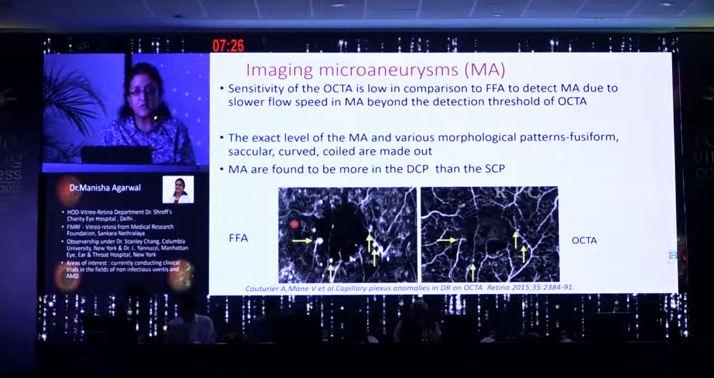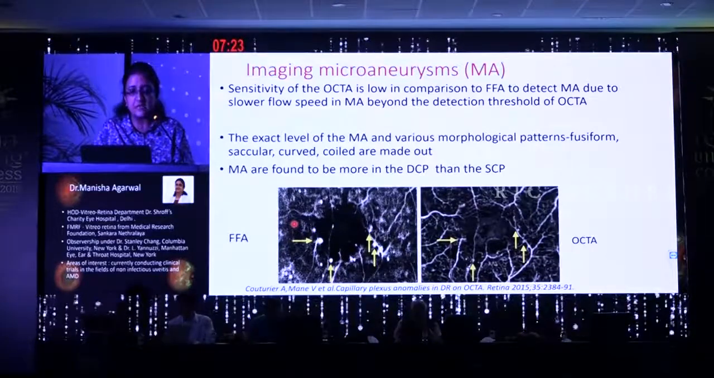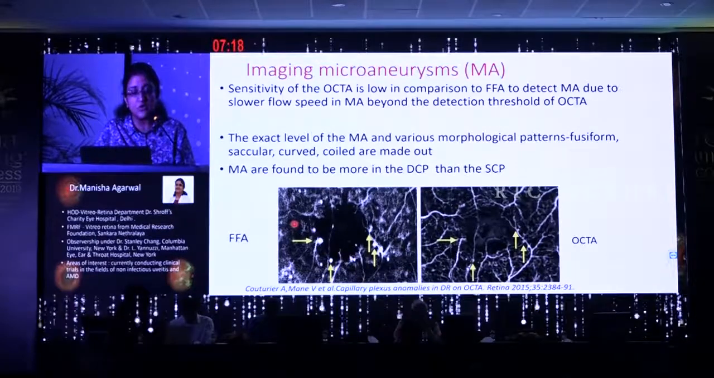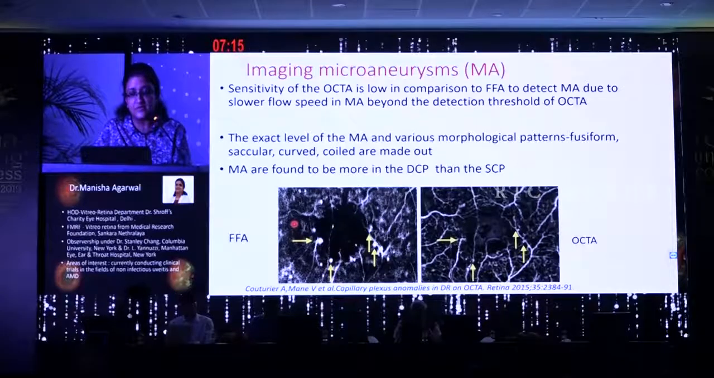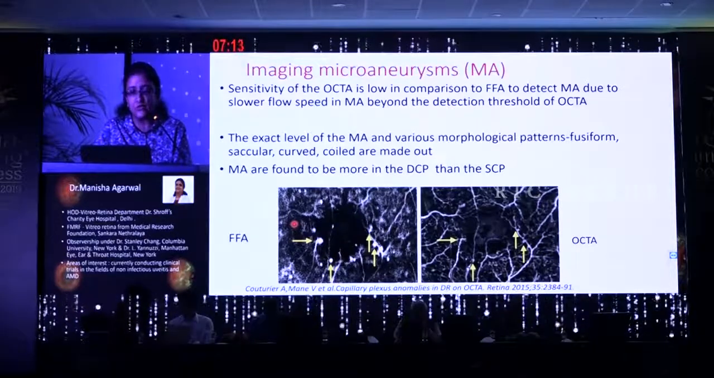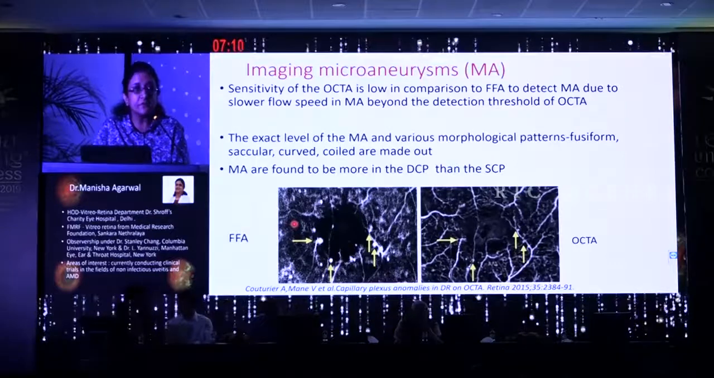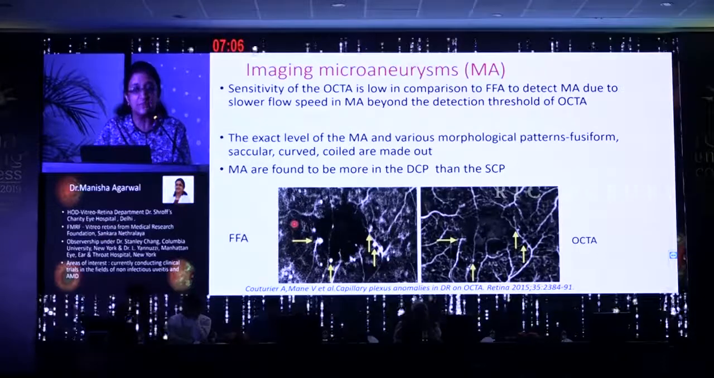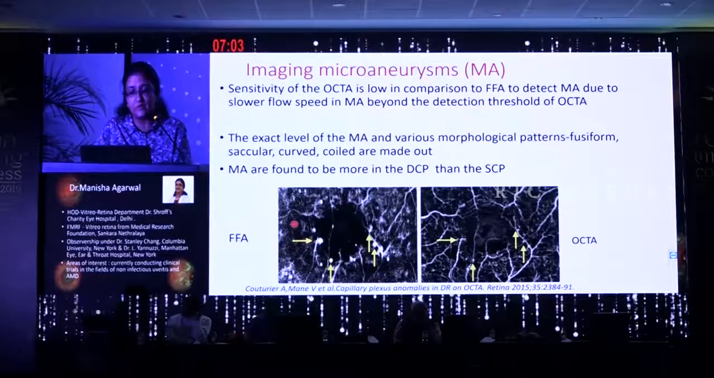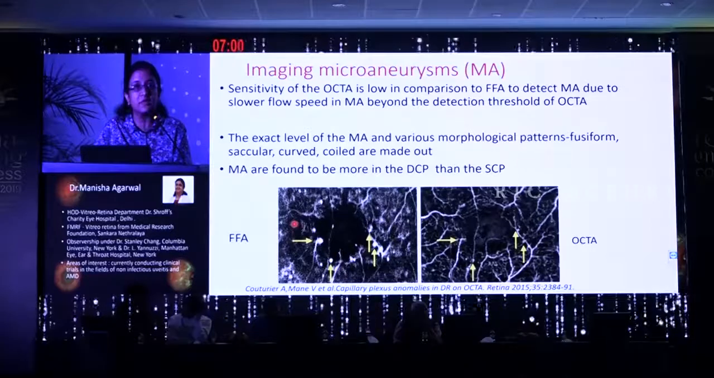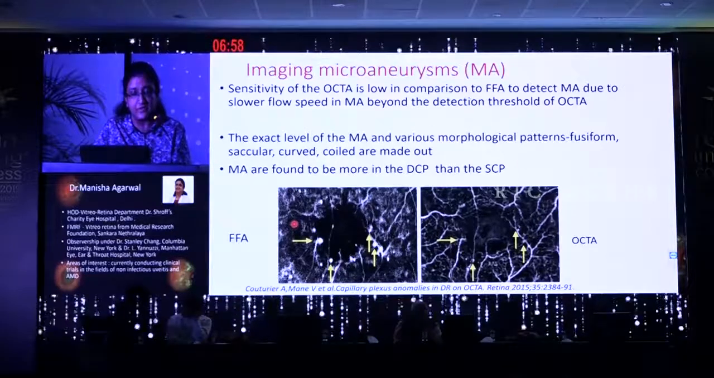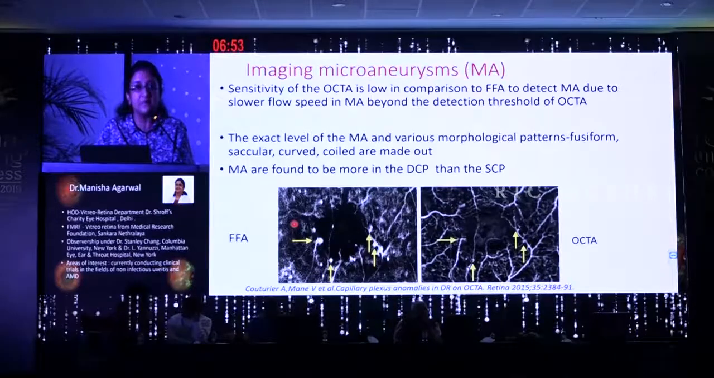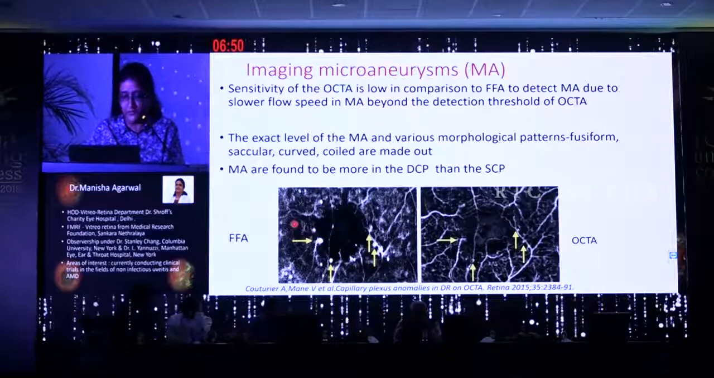As far as microaneurysms are concerned, the sensitivity of OCTA is of course low in comparison to a fundus fluorescein angiography, and this is because of a slower flow speed in microaneurysms, which is beyond the detection threshold of an OCTA. However, the advantage of using an OCTA in recognizing microaneurysms is that we are able to exactly locate the level and also see the various morphological patterns which earlier we were not able to recognize on a fundus fluorescein angiography. And it is said that these microaneurysms in DR are found to be more in the deep capillary plexus in comparison to the superficial.